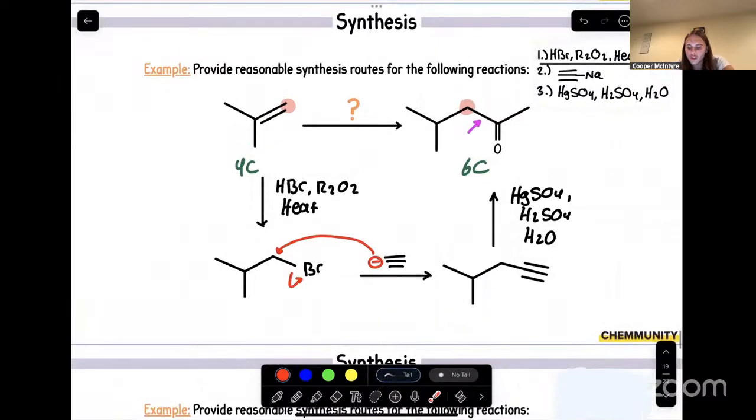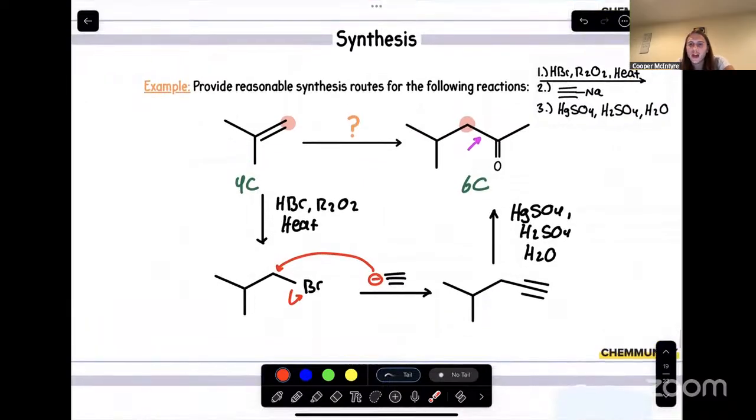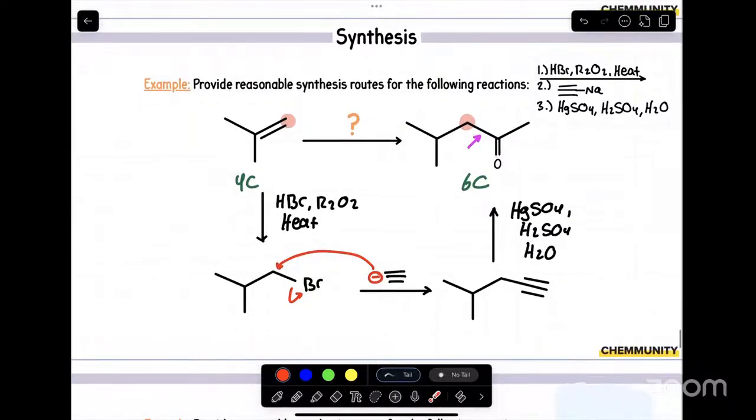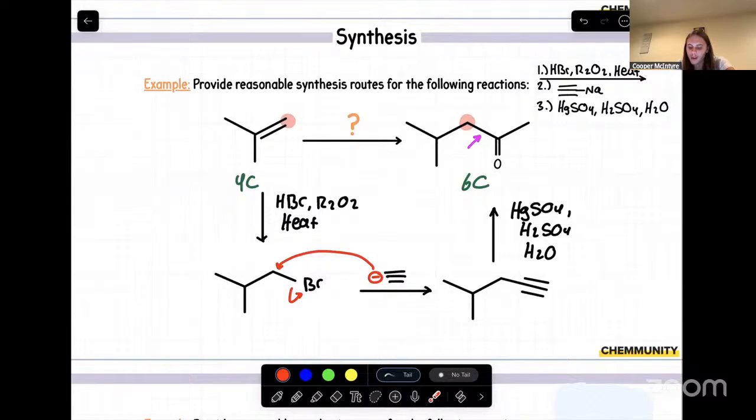There is a question in the chat. It says, sorry, did we add an extra carbon during the alkyne step? In terms of adding to the carbon chain or like an extra one by mistake? Sorry, it looked like it was an extra one by mistake, but I could be wrong. Where the BR left. Ah, okay. So right here, in terms of where this one is? Yes, great question.